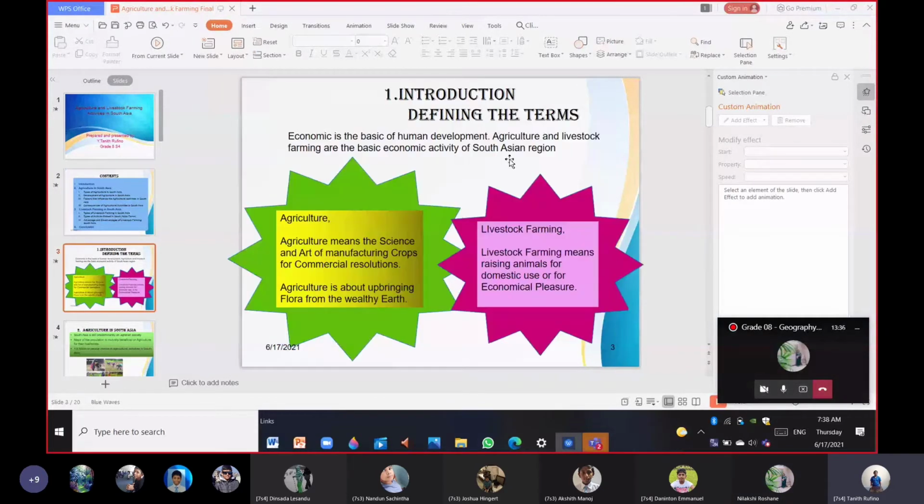I'll introduce you to the basics of agriculture and livestock farming. As you all know, the economy is the basis of human development. Agriculture and livestock farming are the basic economic activities of the South Asian region. So what is agriculture? It means the science and art of growing crops for commercial purposes or for the economy. It is also about raising flora, that means crops from the fertile earth. What is livestock farming? It is raising animals for domestic use or for economic purposes.